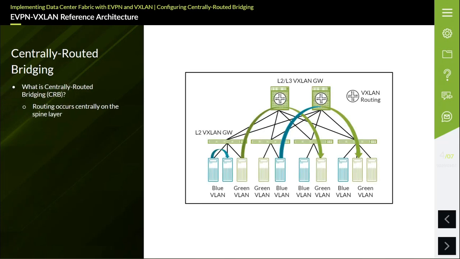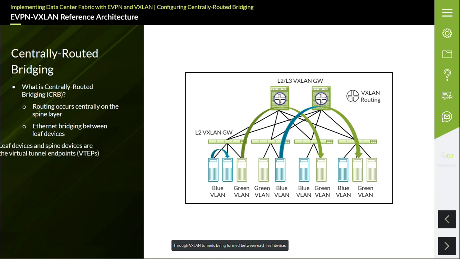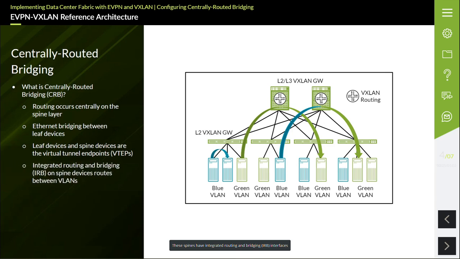Centrally routed bridging, or CRB, is a fabric design that is similar to the BO design, where Ethernet bridging occurs between the leaf devices through VXLAN tunnels being formed between each leaf device. However, inter-VLAN traffic is not required to leave the fabric. Routing occurs at the spine devices, which are called Layer 3 VXLAN gateways. These spines have integrated routing and bridging, or IRB, interfaces that route the traffic between VLANs, which enables better resource utilization and lower latency for east-west traffic than the BO design.